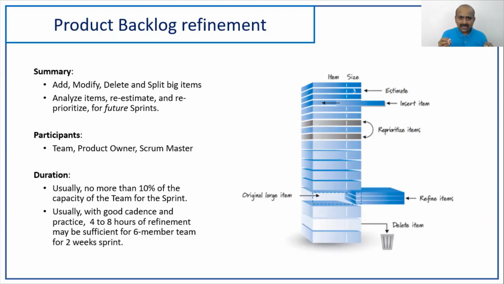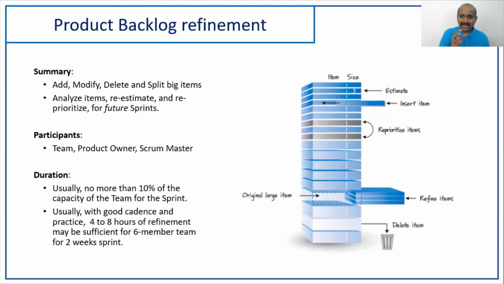So what is the summary? Number one, you add stories, you modify stories, you delete stories based upon the product owner's prioritization and advice. Then we analyze items, we add more details into the items, and we change the rank and the priority of the product backlog items, right? And then what is the duration? 4 to 8 hours for a 6-member team for 2-week sprints.